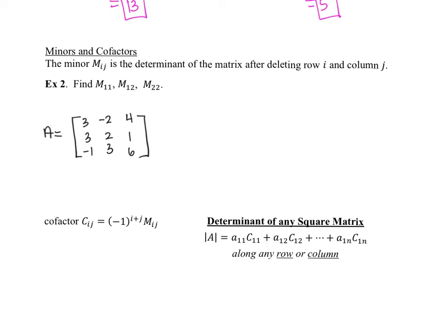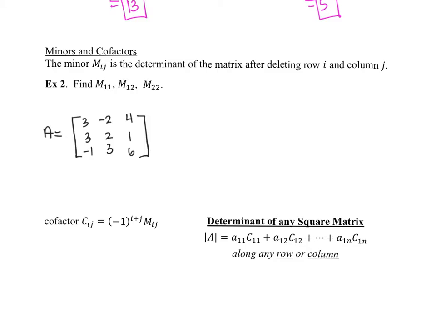Okay, before we find the determinant of larger square matrices, I'm going to introduce a couple of vocabulary terms. The first vocabulary term is a minor. The minor ij is the determinant of the matrix after deleting row i and column j. Okay, so I'm going to show you what that means.